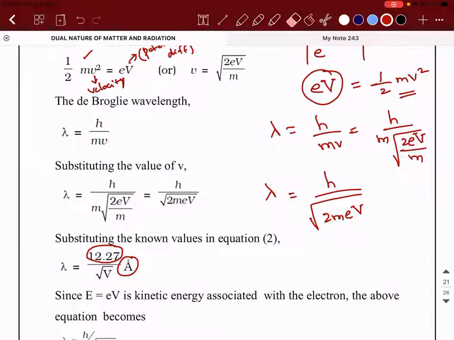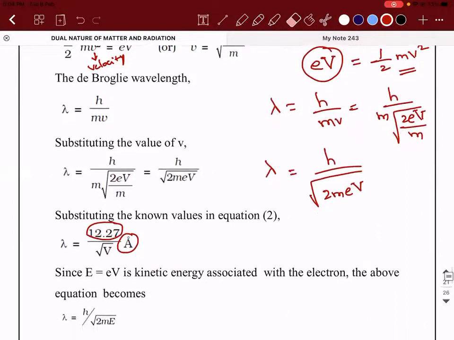Yes, sir. So you substitute the values of h, m, and e, and you will get the value as 12.27 divided by square root of V angstrom, where V is the potential difference. This value you can remember. Sometimes in the exam they will give you the potential difference and ask you to calculate the de Broglie wavelength of an electron. So what you should do is take 12.27 divided by the square root of whatever potential they give, and put it there, those many angstrom. Remember the unit, it is in terms of angstrom.